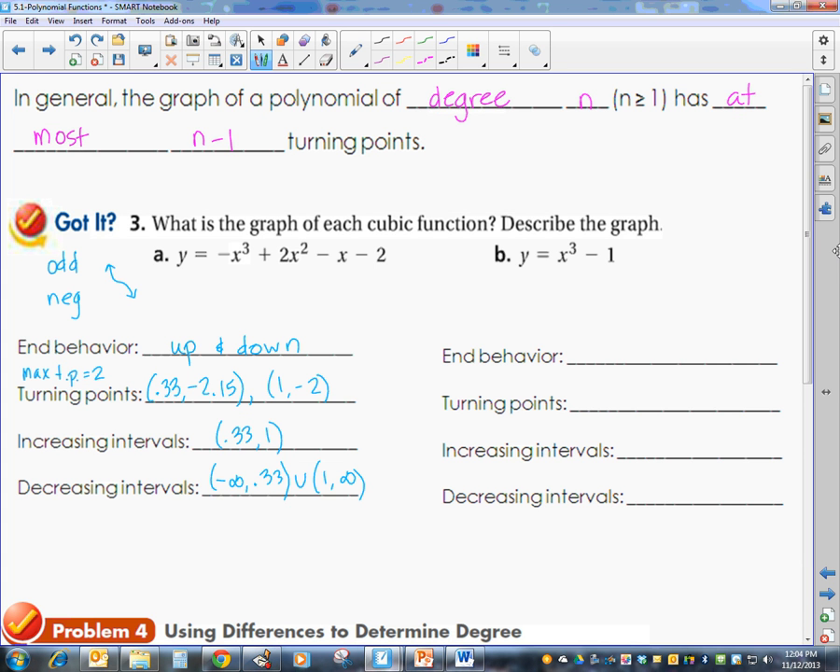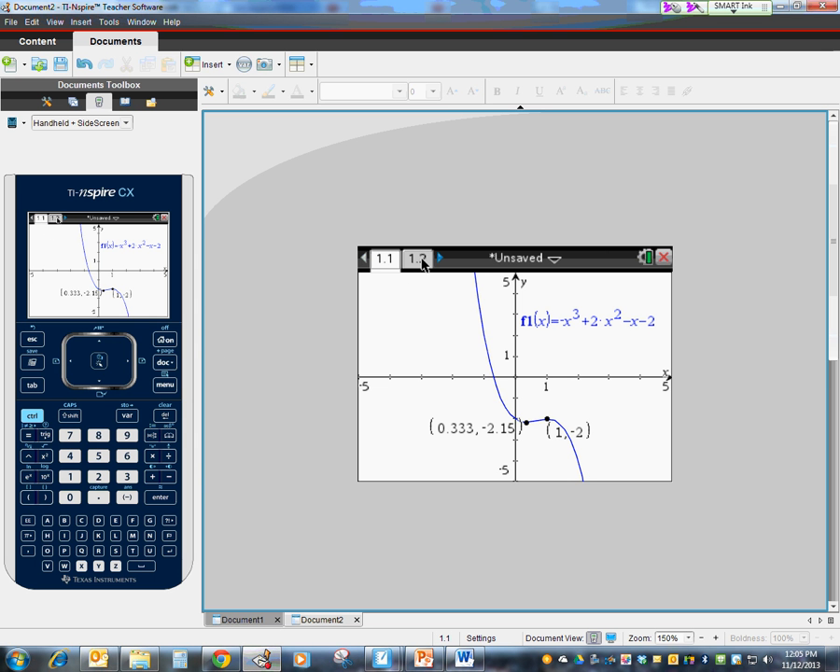We have y equals x cubed minus 1. Again, it is odd. It is positive, which means that the general shape of it is doing this, or end behavior. So that means my end behavior, my left arrow is pointing down, and my right arrow is pointing up. Again, my maximum turning points if I'm at a third degree is 2. So I know I'm not going to have more than 2 points here. So I went ahead and put it in there, and it's on the second page.